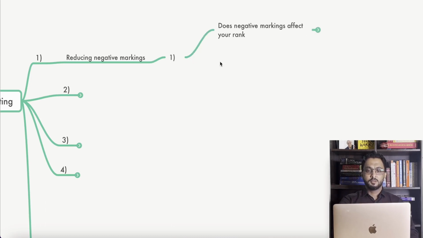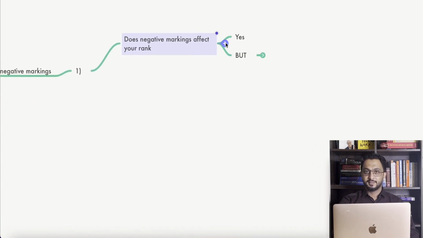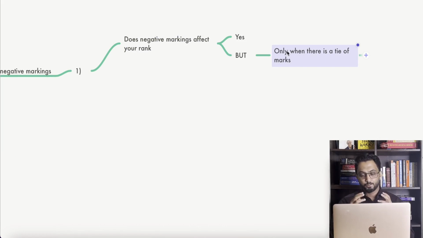Now, many students will ask me, do negative markings affect my rank? Definitely yes. More negatives, your rank will come down. But only when there is a tie of marks. Now see, for example, let's give one question 1 mark. So 100 questions are there. I and you are writing the exam. And I got, for example, 80 marks. I attempted 100 out of 100.